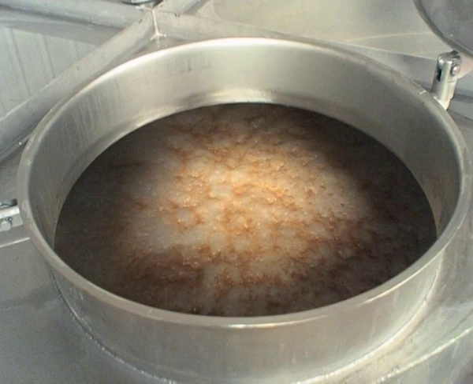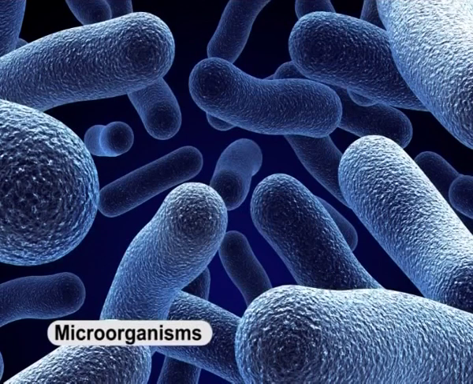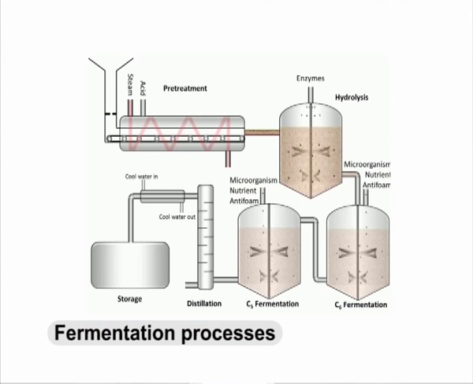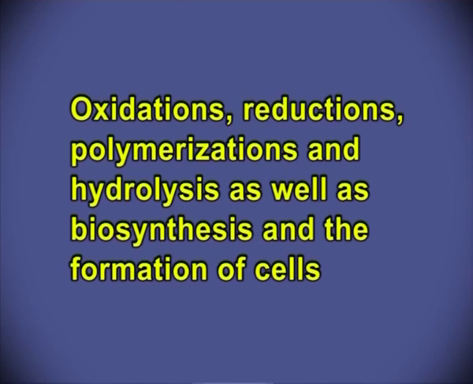Fermentation uses microorganisms to convert raw materials to product. Strictly speaking, fermentation is microorganism metabolism on a carbon source. Fermentation processes include chemical reactions such as oxidations, reductions, polymerizations and hydrolysis, as well as biosynthesis and the formation of cells. Some processes may require the presence of air, that is aerobic, others the absence of air, that is anaerobic.